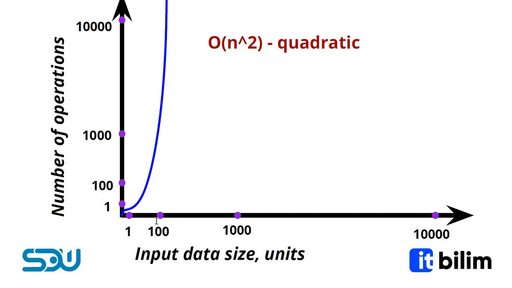So when we have 100 data, a number of operations will be 10,000 here, something like here. And also we can see it here.